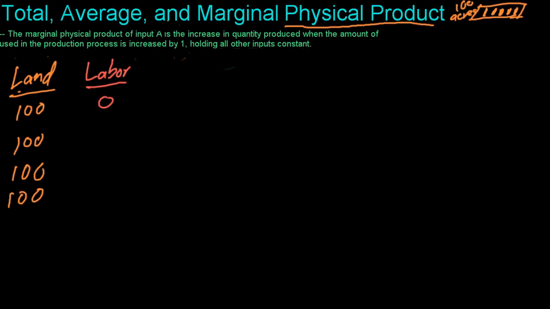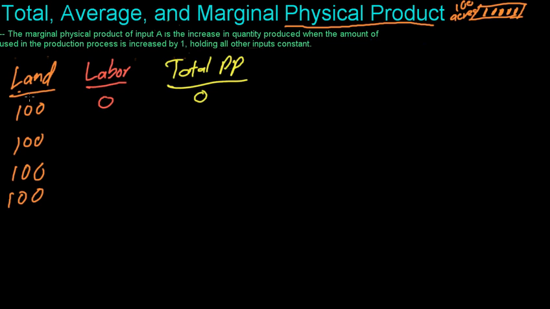If we have 0 units of labor working this land, I don't think any crop is going to grow itself. Maybe if it's left over from last year it could, but let's just assume that it won't. So with 100 acres of land and no one working on it, we're going to say that our total physical product, and I'm going to abbreviate physical product PP because I'll run out of room otherwise, is going to be 0.